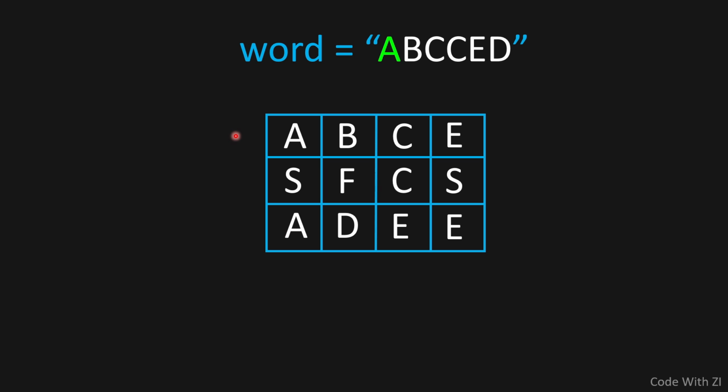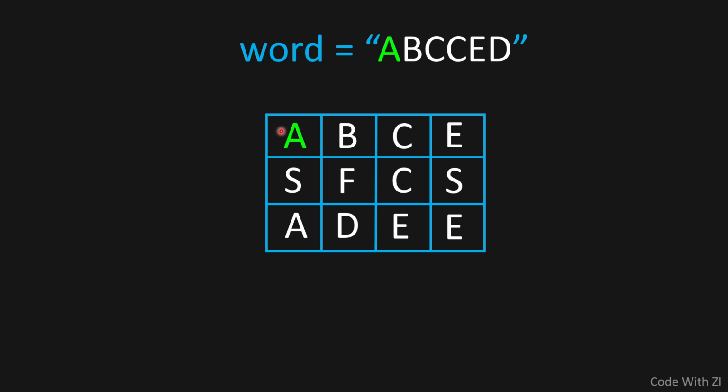So when we actually run our search to loop through all of the cells that we have here, we can see that we actually have A, which is the first letter of our word. So now we know that we can actually start from somewhere. So we're gonna be like, okay, we found A and this is gonna be our starting point.